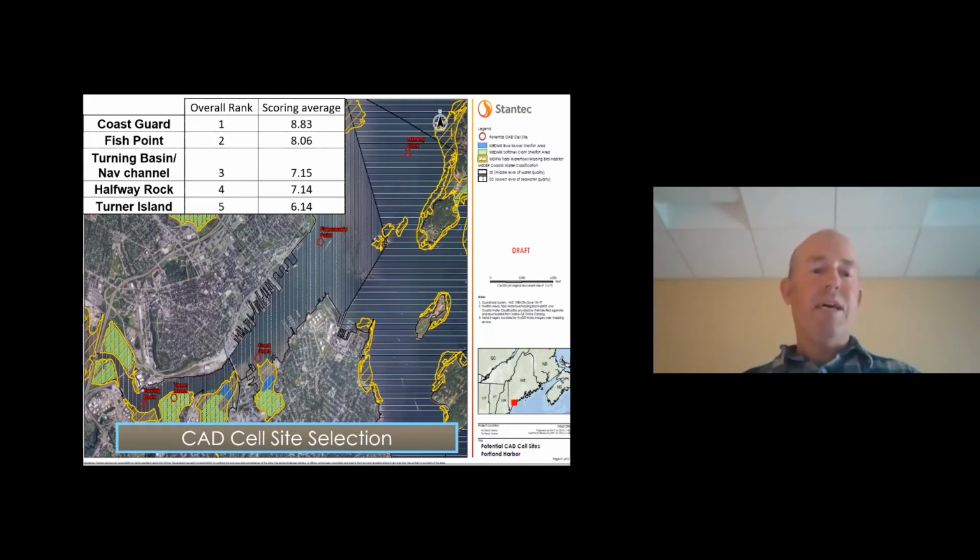Some of the other sites we turned down as part of the process was the turning basin, which was located in the federal navigation channel. The Corps had concerns about future deepening of the navigation channel there, and we didn't want to see a CAD cell located in the channel. The Turner Island site, which had plenty of room, but was actually shallow intertidal, and would have required some impacts to wading bird and waterfowl habitat as well as shellfish resources. Fisherman's Point, as I mentioned, had fishing concerns, as well as Halfway Rock, which is located outside of the harbor and in a different water quality classification. So we ended up here at the Coast Guard Station.